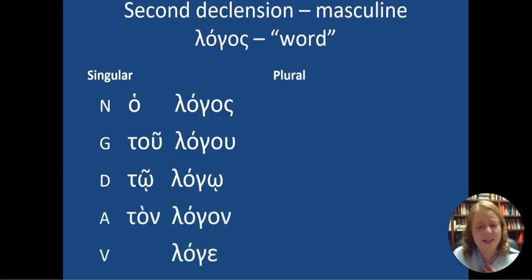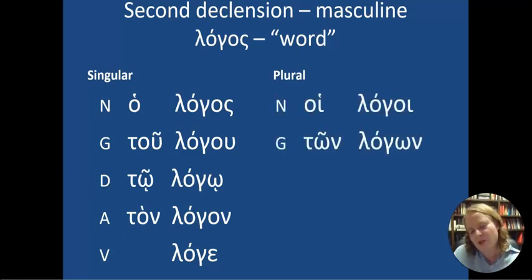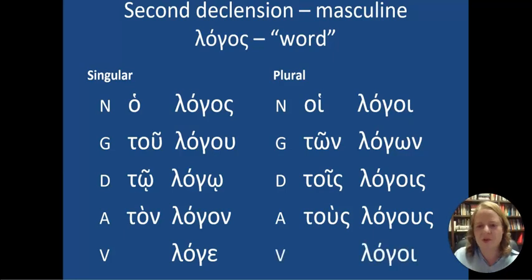The vocative is actually different in the second declension, and so lage, and this is one I would pay attention to because you get a lot of people calling out to Jesus, something like Lord, they'll say Kyrie, and so that is one you see sometimes. Hoi lagoi, ton lagon, tois lagois, tus lagus, and then lagoi is the same as the nominative, which is often the case for the vocative, just without a definite article.